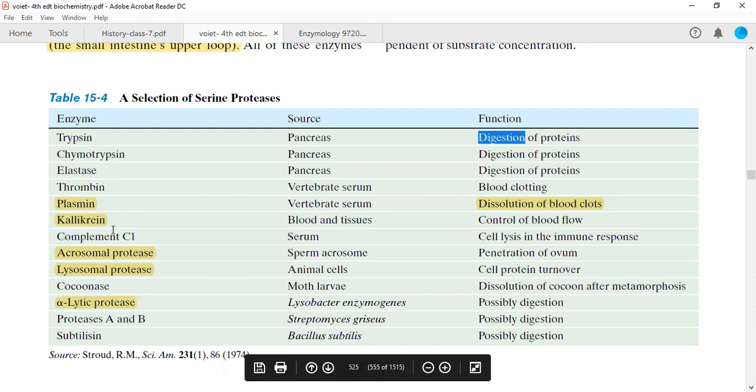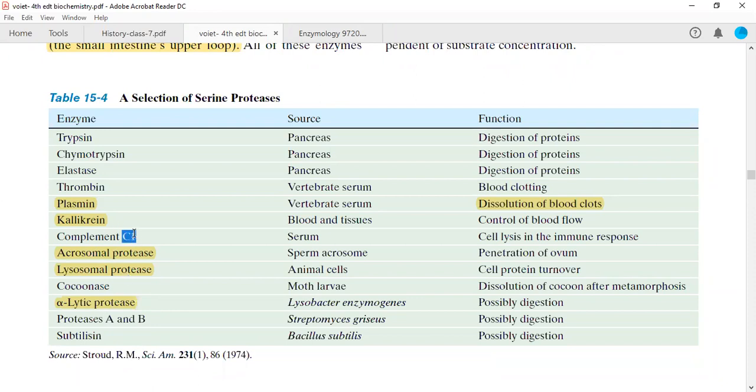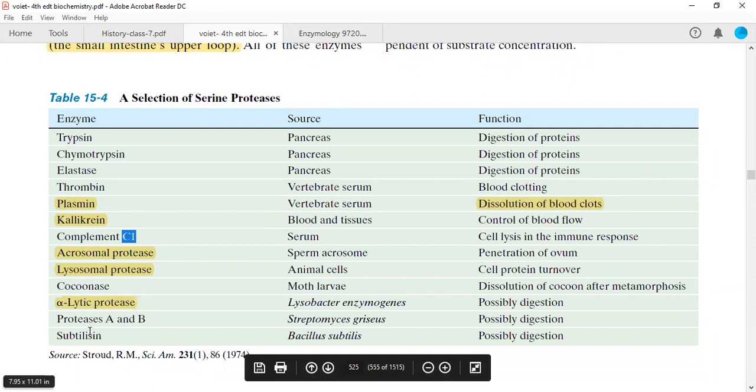In some cases, in the complement system, C1 actually, this is a part of immunology though, but if you can remember, this is also important. Then there is some proteases A and B and subtilisin. So these are all examples of serine proteases.